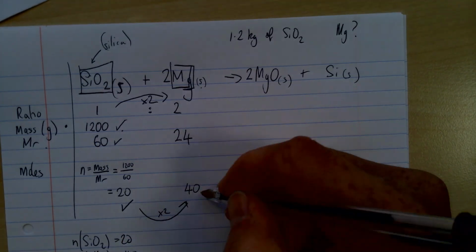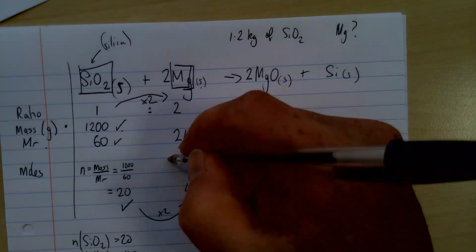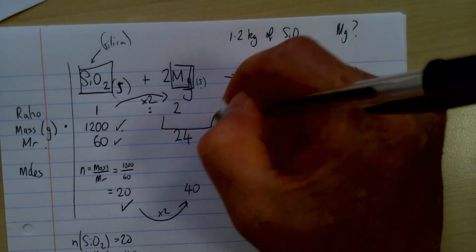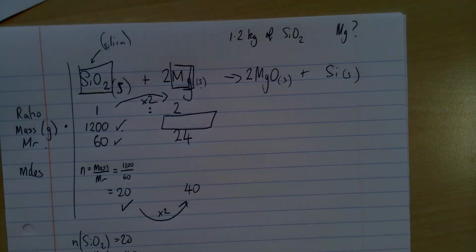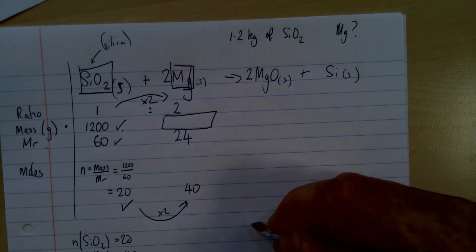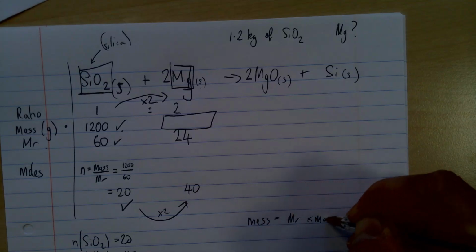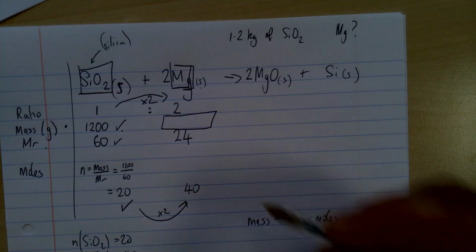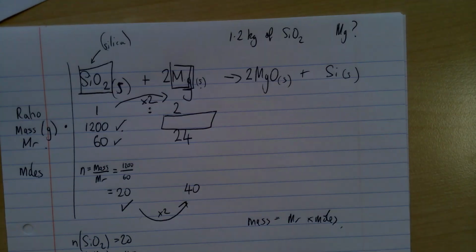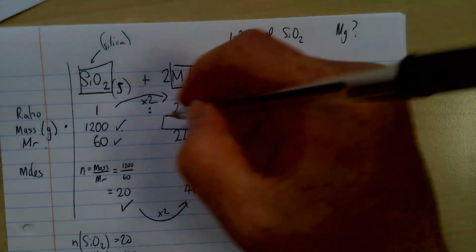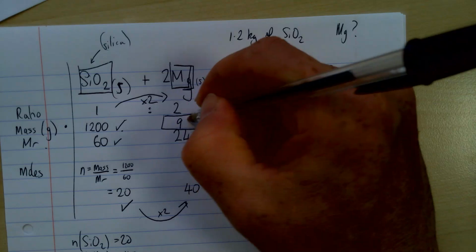But then to work out the mass of the magnesium, we know that the mass is equal to the Mr times moles. So just a rearrangement of the equation before. So you do 24 times 40, and 24 times 40 is, what's that? Help me out. You say 96, but it ain't 96, is it? 960. 960, there you go.